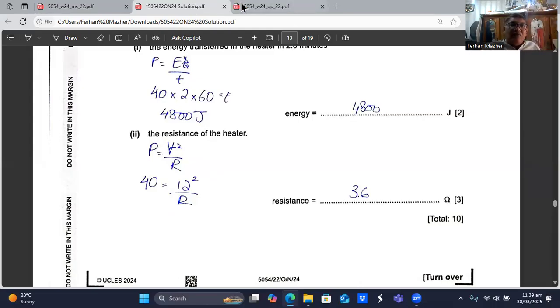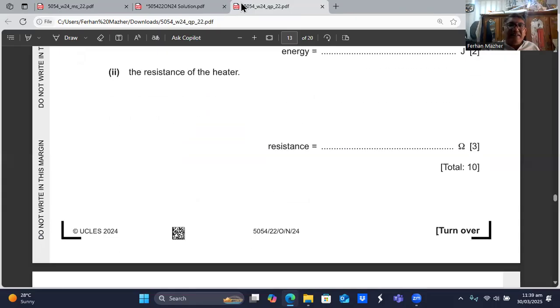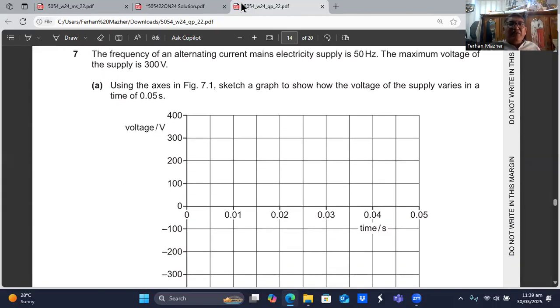Okay, I'm hopeful that you understand this. So here we have question number 7. It says the frequency of an alternating current mains electricity supply is 50 hertz. The maximum voltage of the supply is 300 volt. Using the axis in figure 7.1, sketch a graph to show how the voltage of the supply varies in a time of 0.05 seconds. Okay. So the frequency is given.